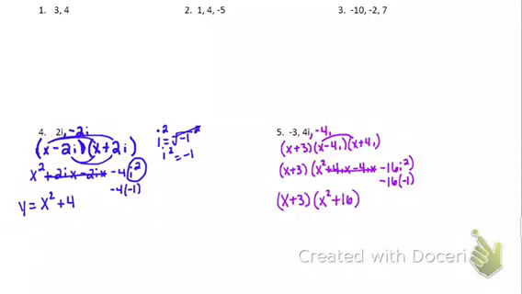And then we just FOIL this one. So that'll give us x to the third plus 16x plus 3x squared plus 3 times 16 is 48. So in this one we don't have any like terms, but we do want to write it in standard form. So biggest exponent to smallest. So x to the third plus 3x squared plus 16x plus 48. And that's it.